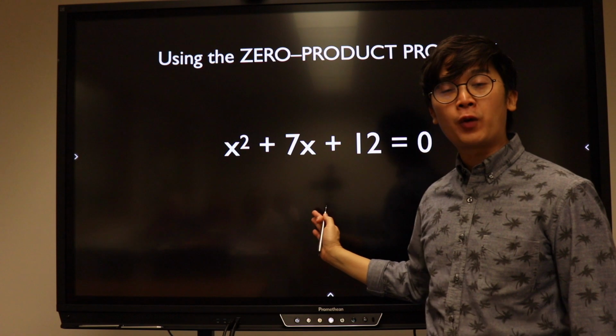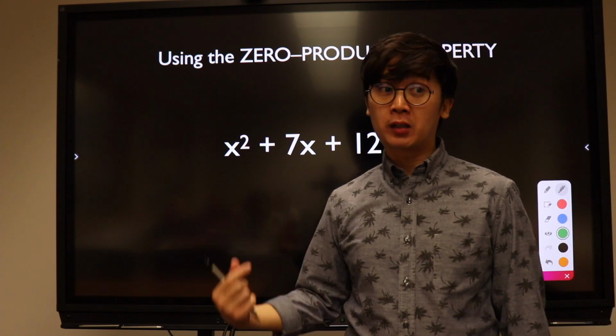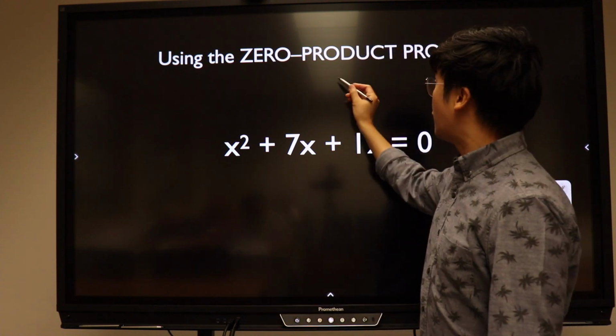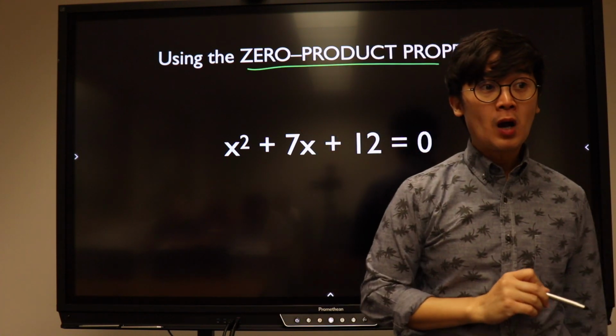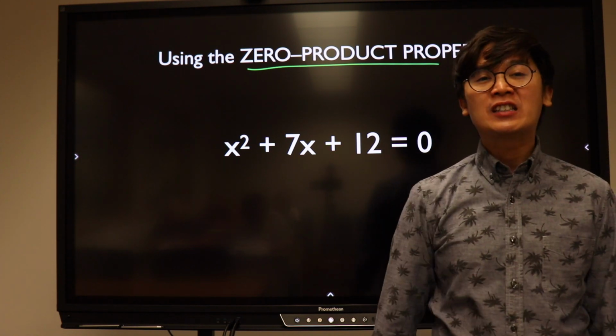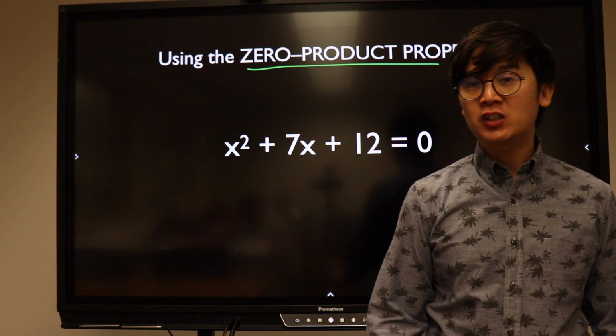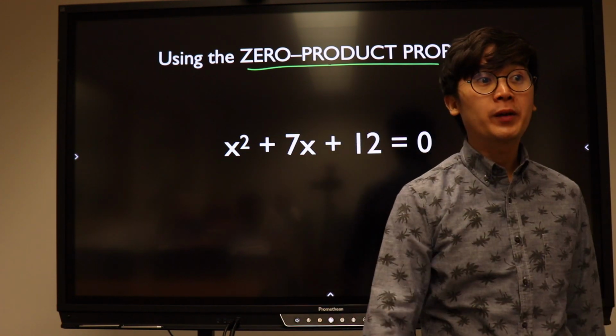Is this quadratic equation in factored form? No. If it's not in factored form, because obviously it's in standard form, can we use the zero product property? Not yet. We cannot use it yet. We need to modify the function to make it look like a factored form, so the zero product property will work.